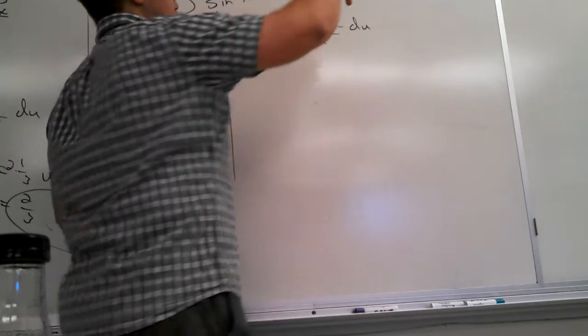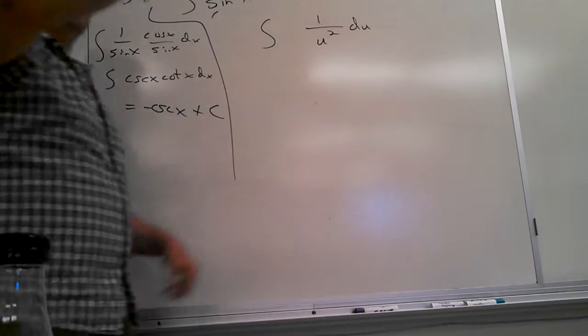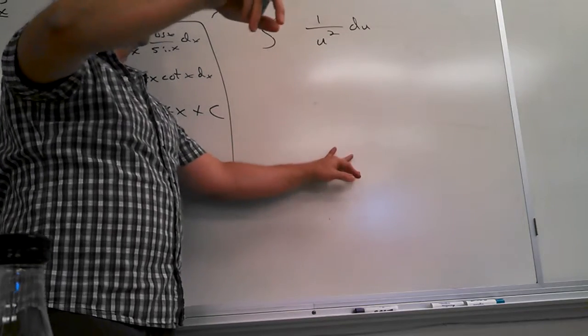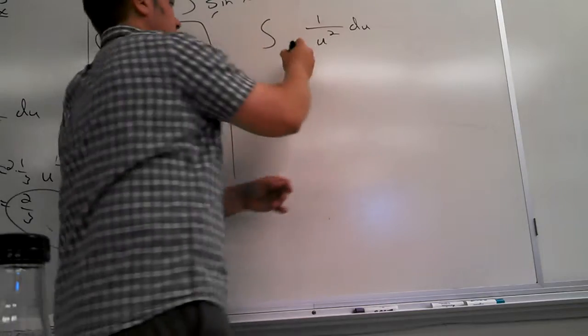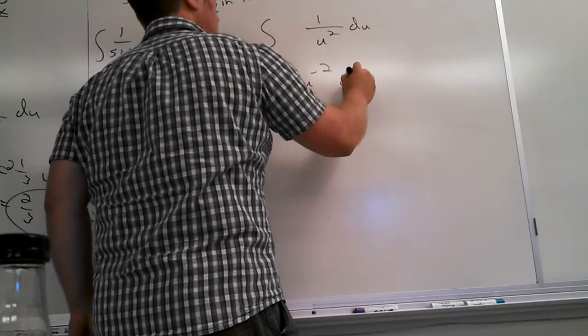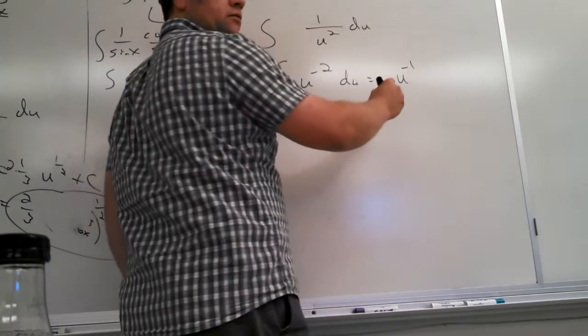Let me go back for a second. Derivative of sine is cosine. Say it again. Would the integral of 1 over u squared just be 1 over u? Almost. Because this is the integral of u to the negative 2, right? So it'll be u to the negative 1 over negative 1.